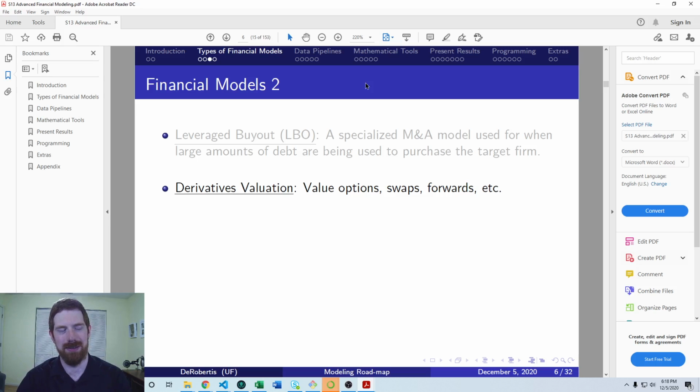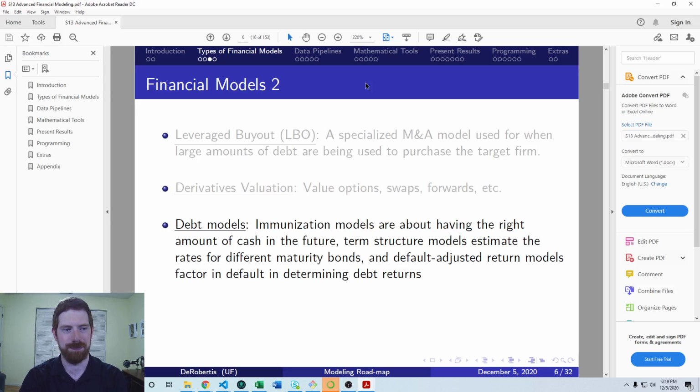And there are lots of models around valuing derivatives: options, swaps, forwards, any kind of derivative. Forward and future models tend to be quite simple. Swaps are not that complicated. Options are where things tend to get fairly complicated in the models, with quite a bit of math going on. But if you're interested in going into derivatives, it definitely makes sense to check these out.